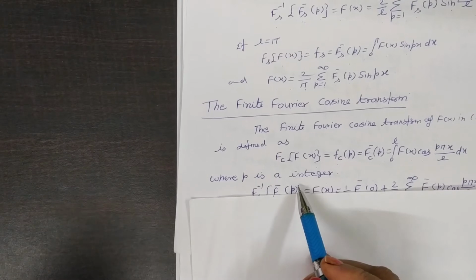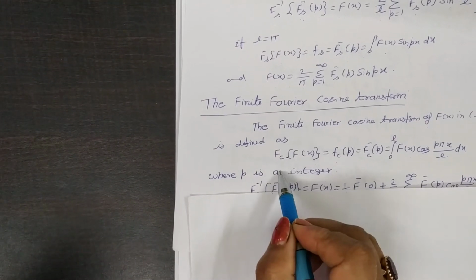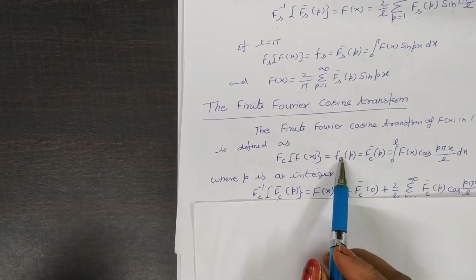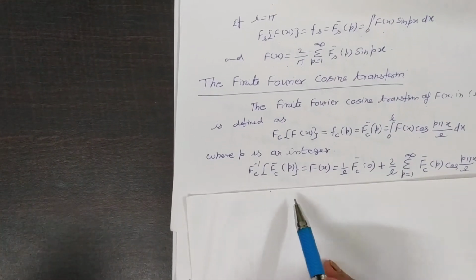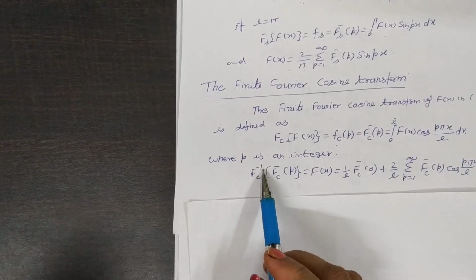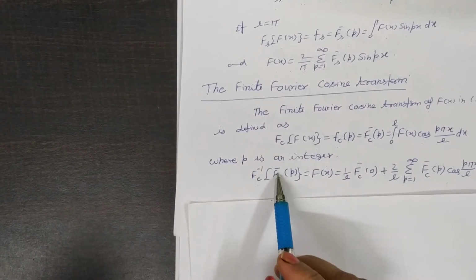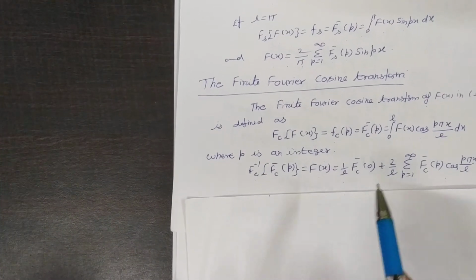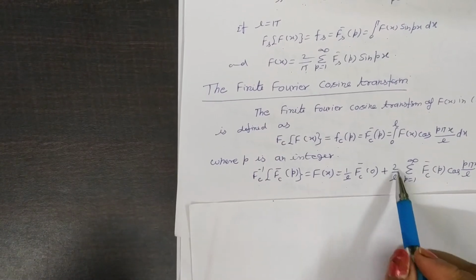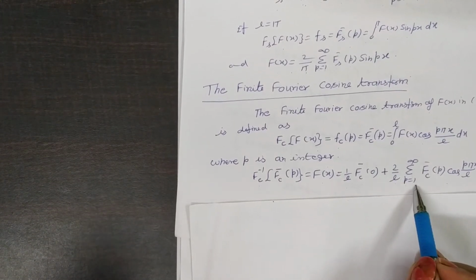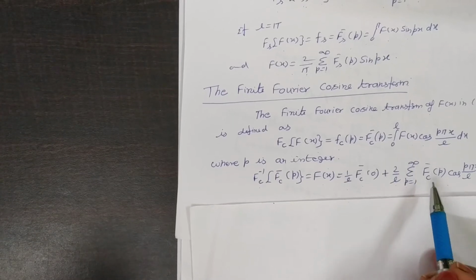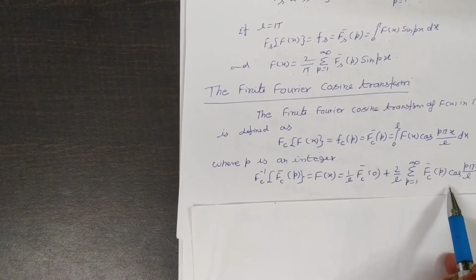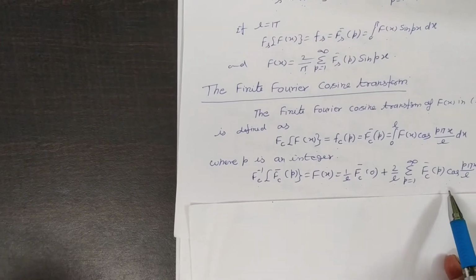Taking the same process, if you find the inverse of this, the inverse of f̄_c gives f(x), which is equal to (1/L) f̄_c(0) plus (2/L) times the sum over p from 1 to infinity of f̄_c(p) cos(pπx/L) for the cosine transformation. Yes, students, clear?